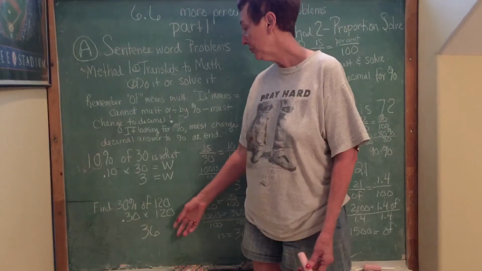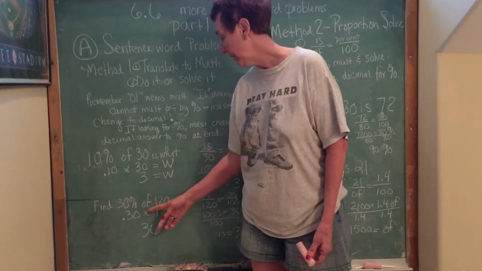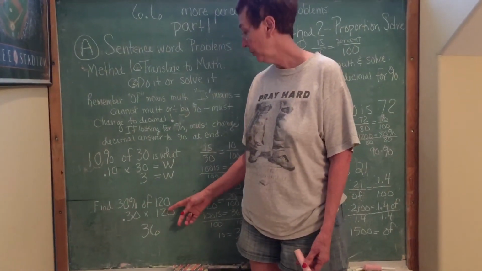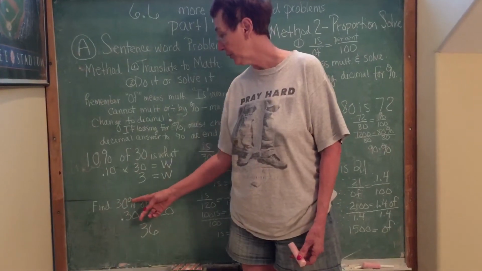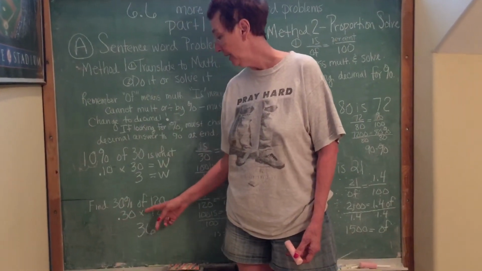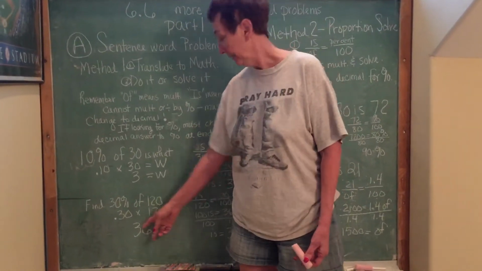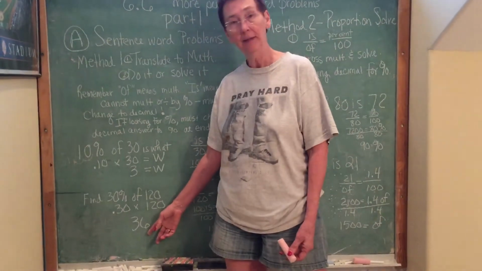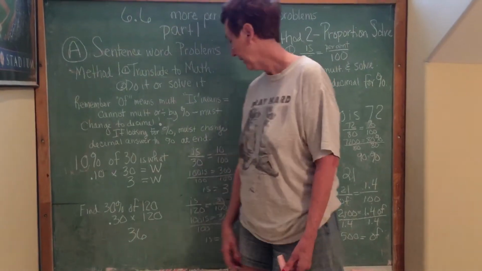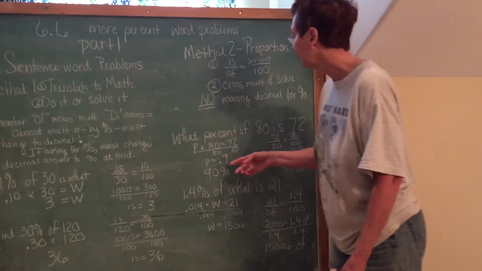Another example. Find 30% of 120. If you translate that into math, 30% would be 0.30. Of means to multiply, and then your 120. Just do the multiplication, and that's how you get your answer.